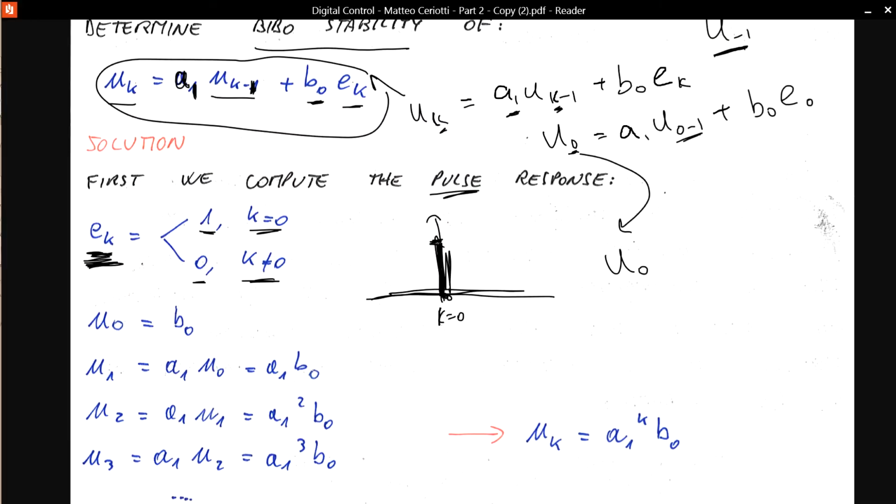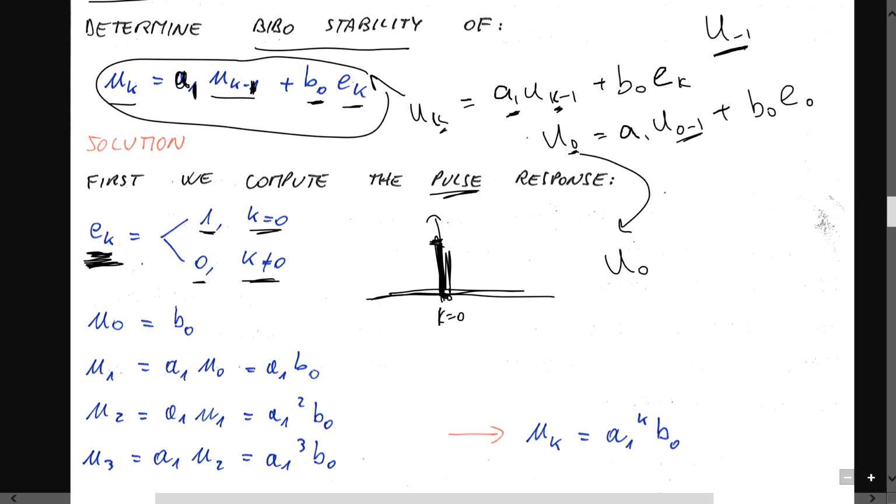Or when time is equal to 0 onwards. So over here, your u minus 1 will be cancelled. So this thing over here becomes 0, plus your E0. When k equals 0, you have an impulse of 1, right? So E0 is equal to 1. So I have 1 times B naught, which is equal to U naught. Now call it B naught, and this is why we have it over here.